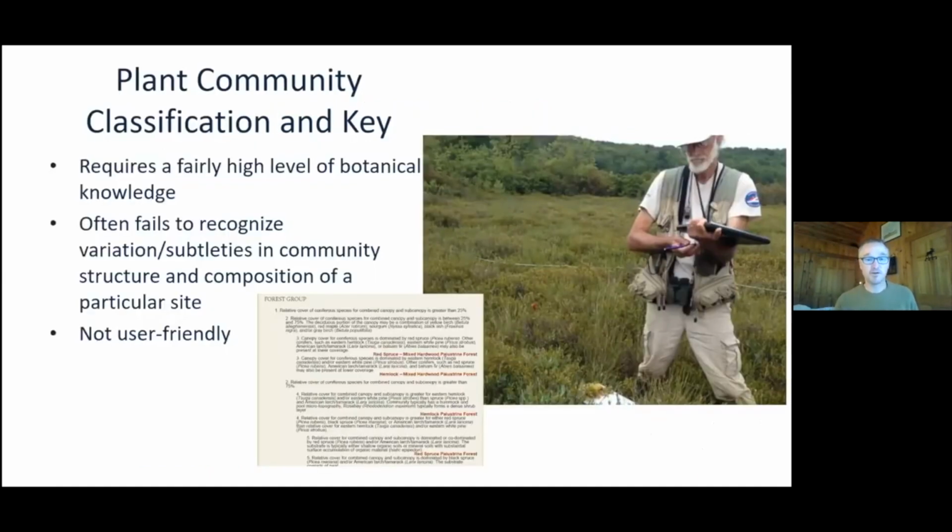Unfortunately, our plant community classification and keys do require a fairly high level of botanical knowledge. They often fail to recognize variation and subtleties in community structure and composition of a particular site. So they're not site-specific. It's also not necessarily user-friendly or interactive. We wanted to change this.